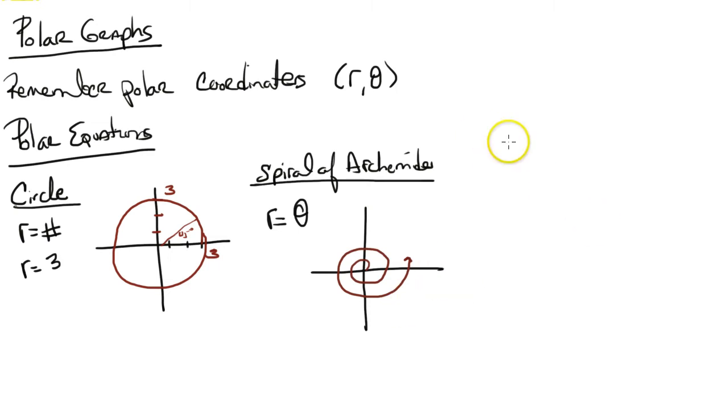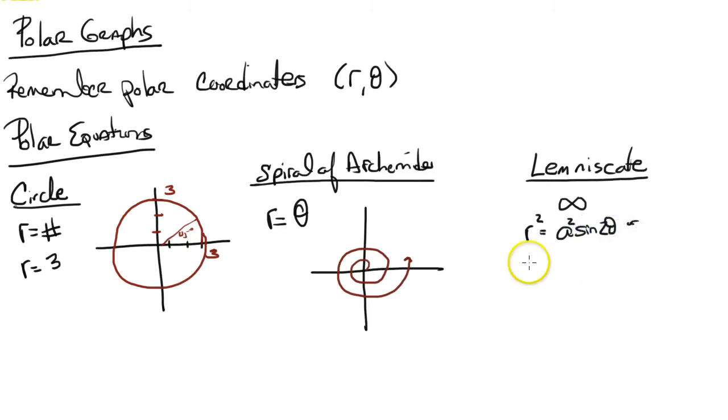All right. Now the last one we're going to talk about for this group is called the lemniscate. It's going to look like the infinity symbol. This is probably the hardest looking formula, but it's not really that bad. It's r squared equals a squared sine 2 theta, or r squared equals a squared cosine 2 theta. It's always 2 theta.